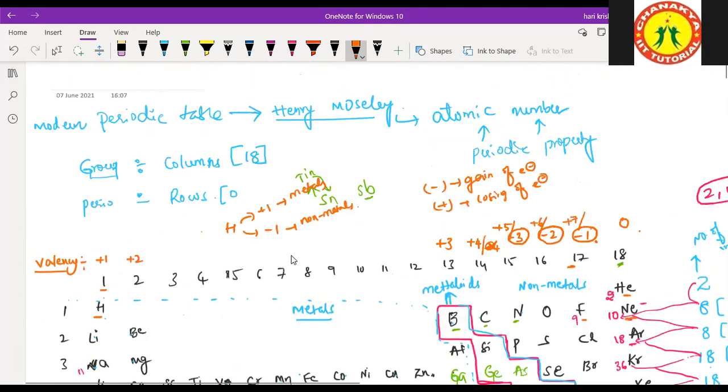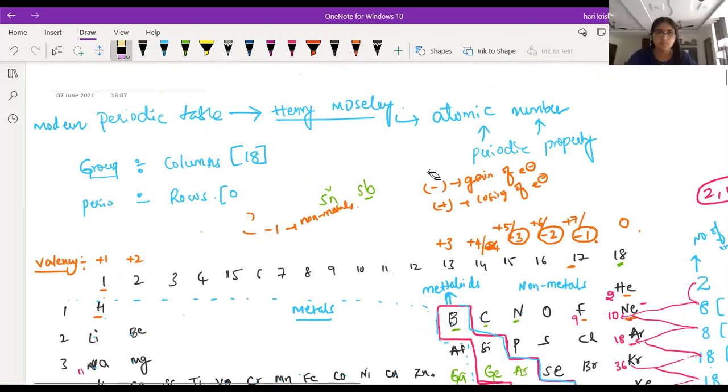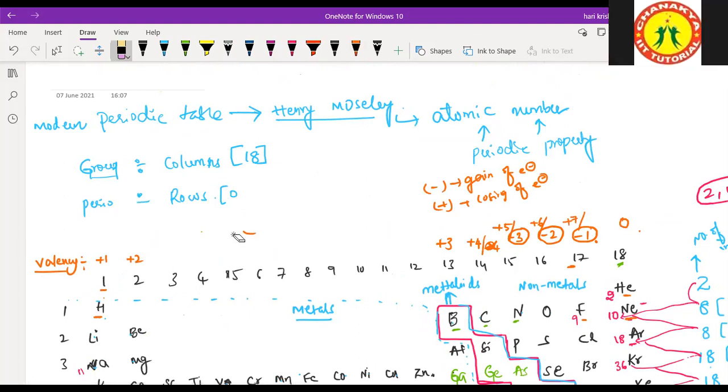And one more thing, we discussed only the S block elements and P block elements valencies, right? We are not at all discussing these elements, the D block elements, because they show different valencies. That is the main point. Groups 3 to 12 show variable valencies. There is no constant valency for each and every element.